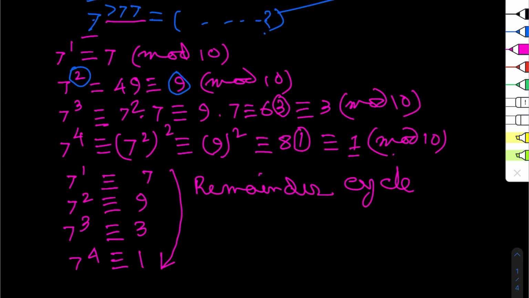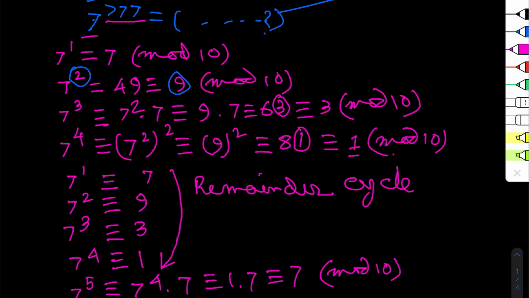suppose the number is 7 to the power 5, then we can write 7 to the power 5 as 7 to the power 4 into 7, and for 7 to the power 4 we get 1. So 1 into 7 is 7. So if the number is 7 to the power 5, then it will be like 7 to the power 1 only, isn't it?